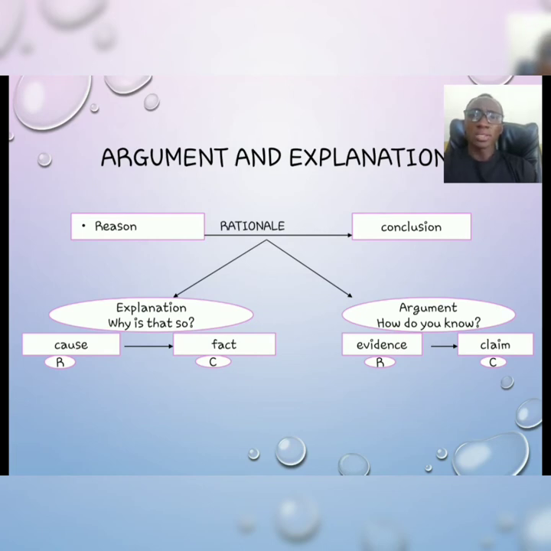However, an argument answers the question, how do you know? The moment someone asks you, how do you know? They are looking for what? Proof, evidence. So an argument has two parts. We have the reasons part, that is the evidence, and we have the claim part, that is the conclusion. So an argument moves from the evidence or the reasons or the premise to the conclusion or the claim. From the diagram, we can see that explanations answer the question why, and they move from cause to fact. Arguments answer the question how do you know, and they move from evidence to claim.